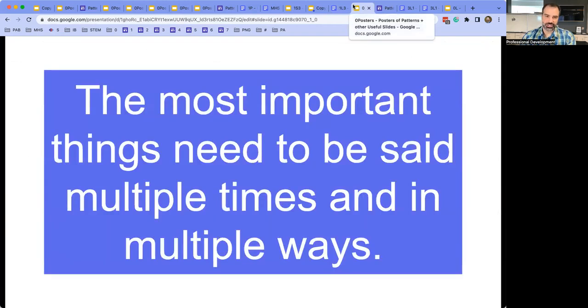Oh, I meant to actually show this one first. This is a great slide to show. The most important things need to be said multiple times in multiple ways. Okay, so we know this. We want students to have a chance. That's why we're oftentimes trying to have the smallest group that we can. And I'm about to show resources for small group data discussions.